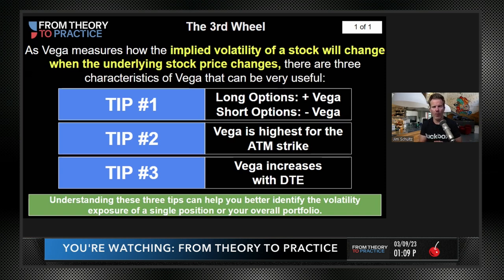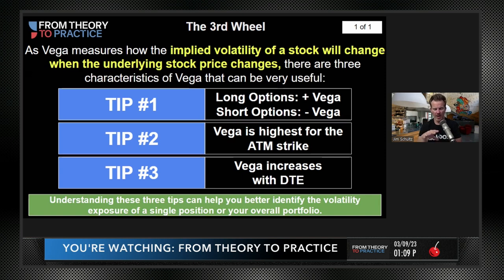So tip number 1. And we're going to look at a position in a second to kind of put all this together. Tip number 1, long options have positive Vega and short options have negative Vega. Now, what does that mean? Well, that means in a very, very simple and straightforward sense that long options want volatility to rise because a rising volatility will lead to a rising option price, which is good for the option buyer. It is good for the long option holder.